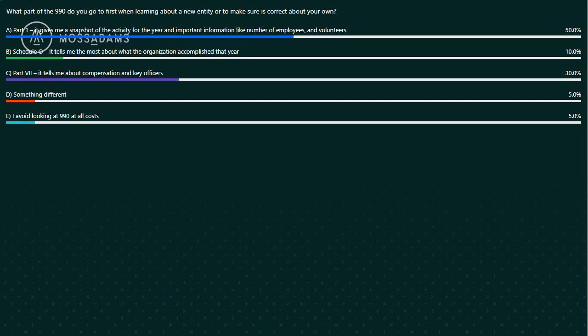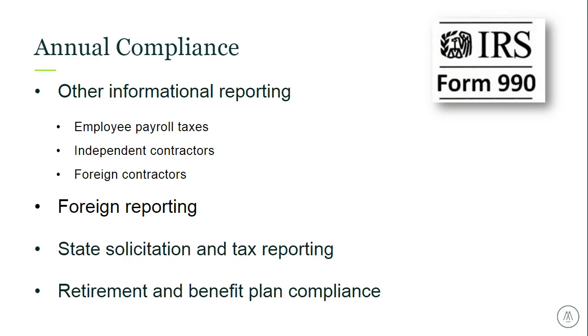So before we really dive into the 990, I just want to talk about some other annual compliance that is required by either the IRS itself or other agencies. Of course we already know that in addition to the 990, payroll taxes is something that every organization needs to pay, and there's separate reporting done for that, as well as when you're issuing 1099s and other tax forms to foreign contractors and independent contractors.